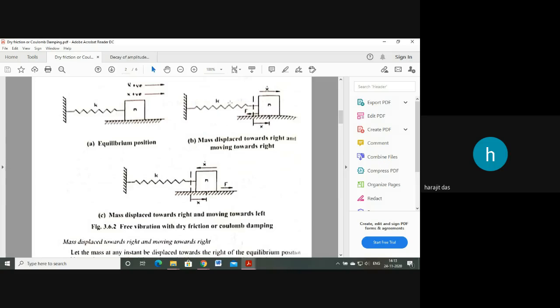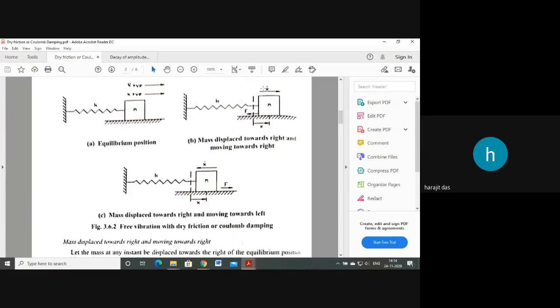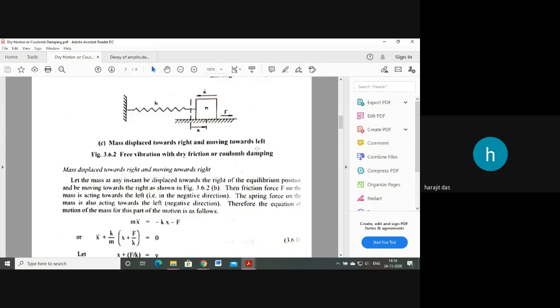So the spring force will act in the same direction as the friction force. The spring will try to regain its original shape, so that is why this kx will be acting in the negative direction, because in the assumption we have taken, whatever parameters are on the left side will be taken as negative. So m x double dot equals minus kx for this drawing, and minus f, because the other external force is the friction force. So minus f.